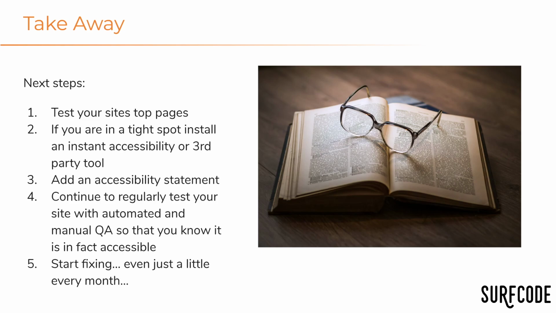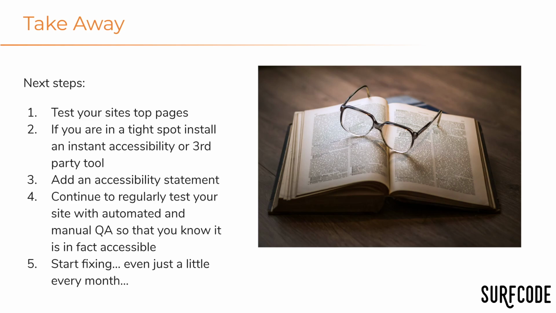Continue to regularly test your site with automated and manual testing. While manual testing is usually a lot more expensive than automated testing, automated testing can only pick up so much. Typically, about 70% can be caught with automated, and you need manual testing for QA. If you're really pushed for budget, I suggest doing automated testing most of the time, and at least once a year, trying to get a little bit of manual QA with people with disabilities to actually step through the site and make sure that it is in fact accessible.